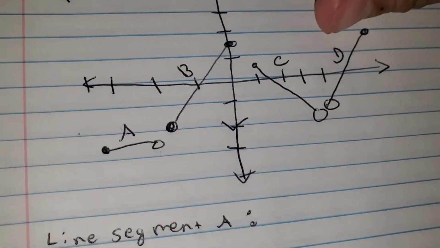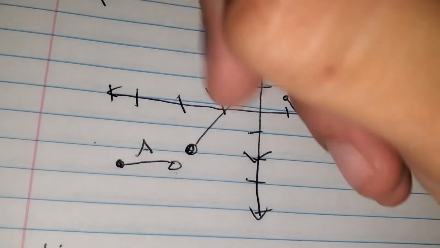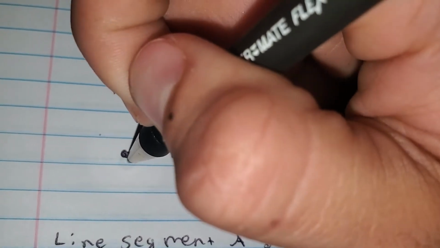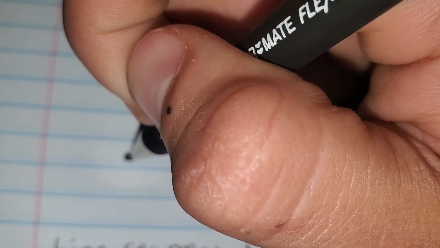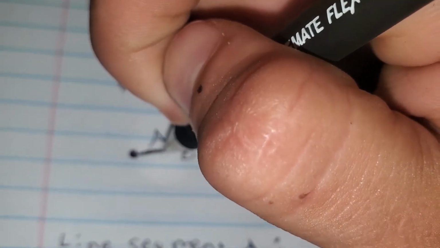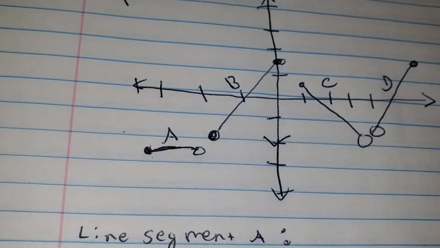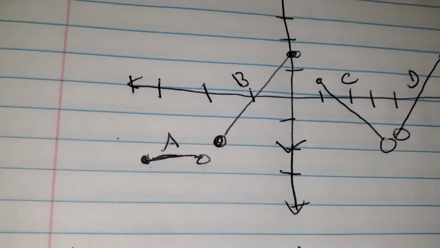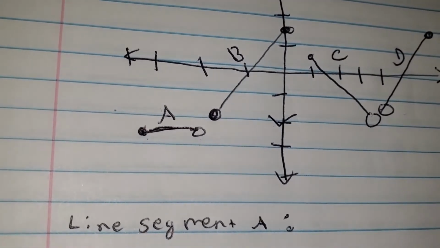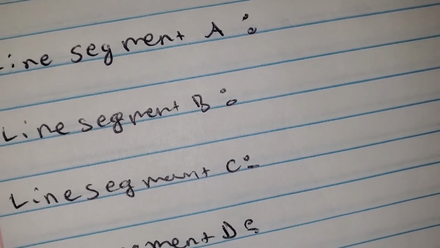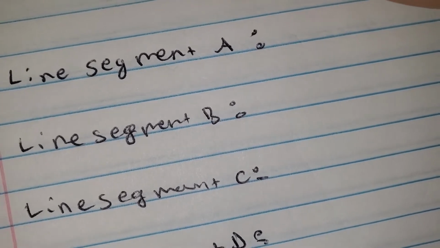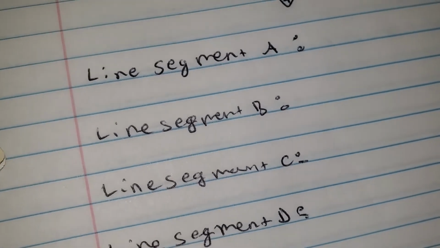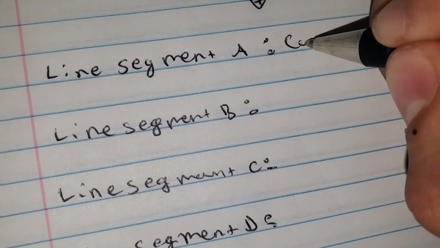Starting with segment A. If we trace it through, is there any rise over run? There isn't. There's no rise, it just stays running the whole time. It stays constant, so there's no rate of change. The slope is 0, so line segment A is constant.